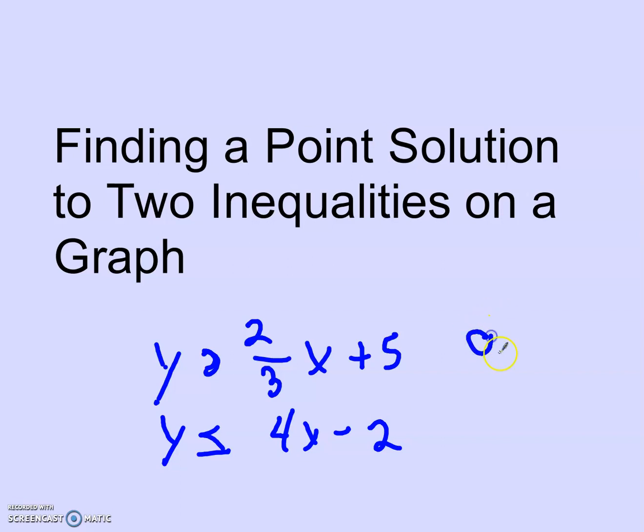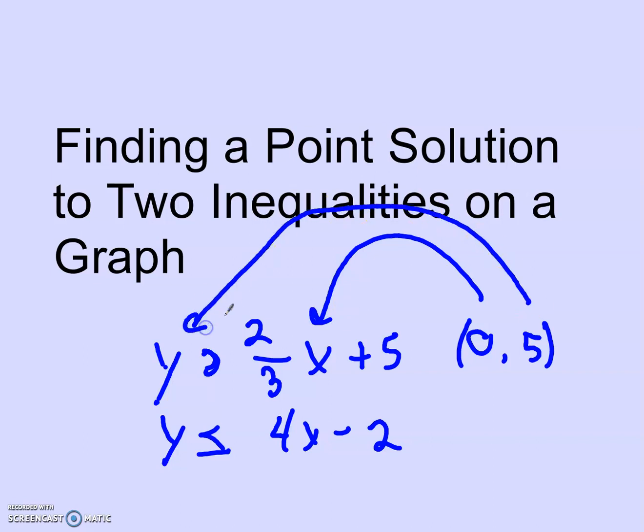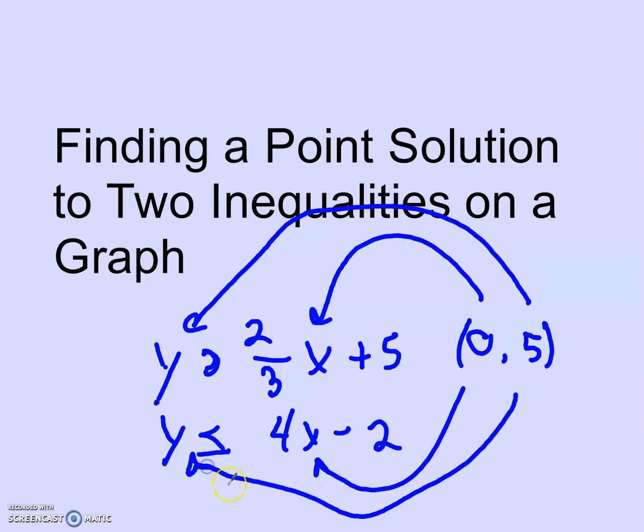So if you had the point (0, 5), and I wanted to know if it's a solution to both of them, I'd put 0 in for x and 5 in for y there and see if it works. And I'd put 0 in for x here and 5 in for y there and see if it works. And if it worked in both of them, then we said yes, it's a solution to both.